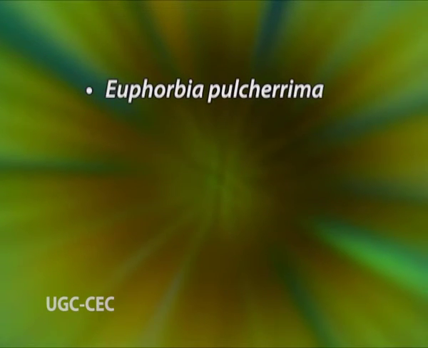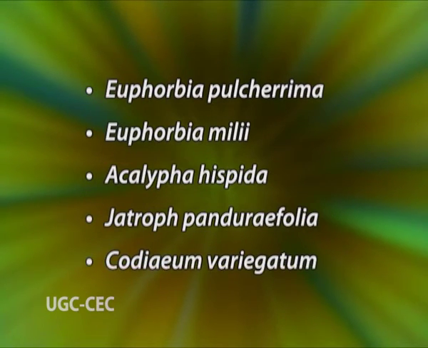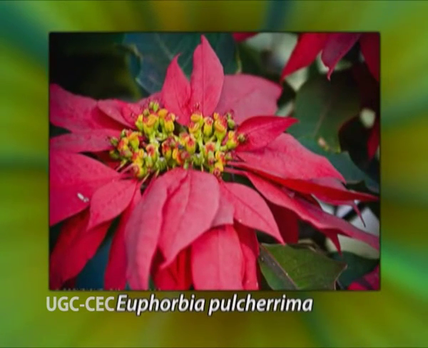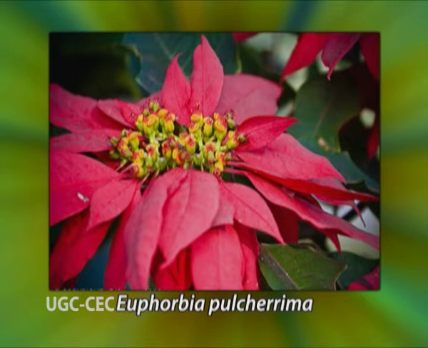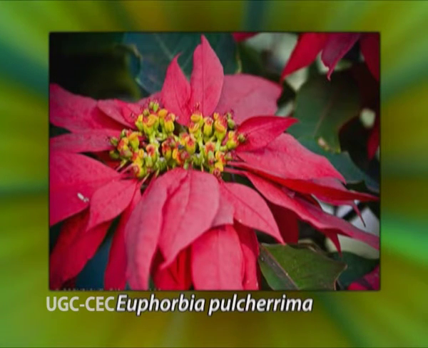The common ornamentals of this family include Euphorbia pulcherrima, Euphorbia milii, Acalypha hispida, Jatropha and Codiaeum. There are hundreds of cultivars of Euphorbia pulcherrima, and it is the most widely used pot plant in Europe, the United States and other countries of the world.